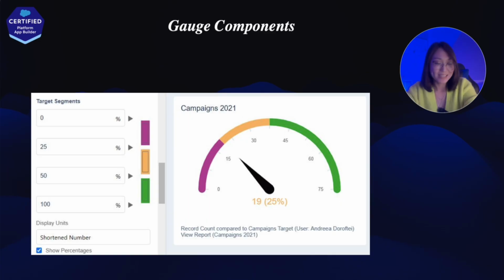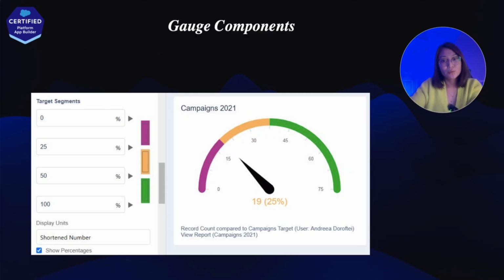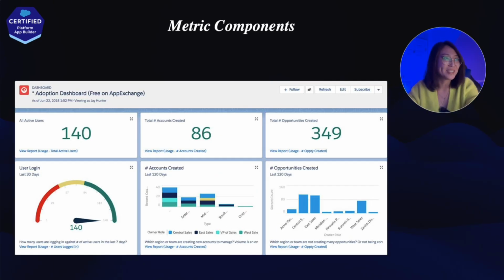So the next one is, okay, now let's talk about gauge components. A gauge is perfect when you want to show progress toward a goal. For example, open cases versus target, revenue versus target, calls made versus target. A gauge instantly answers, are we on track or not? So use a gauge when you have a clear benchmark or target.